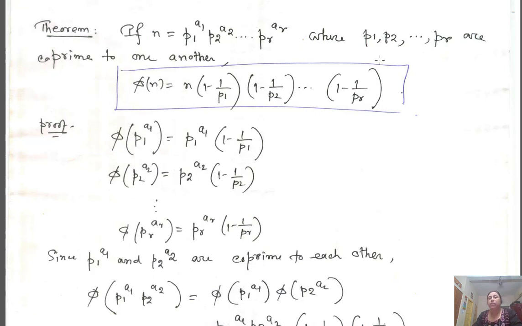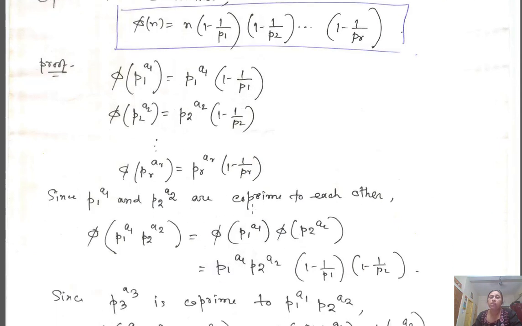Now, since p1, p2, pr are co-prime, relatively prime, mutually relatively prime, p1 to the power a1 and p2 to the power a2 are also co-prime. Okay, p1, p2 are co-prime means p1 to the power a1, p2 to the power a2 are also co-prime. So if I apply the multiplicative property, phi of p1 to the power a1 times p2 to the power a2 will be equal to phi of p1 to the power a1 times phi of p2 to the power a2. If you substitute these values here, you get this.